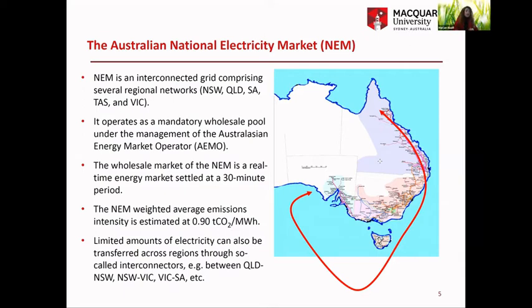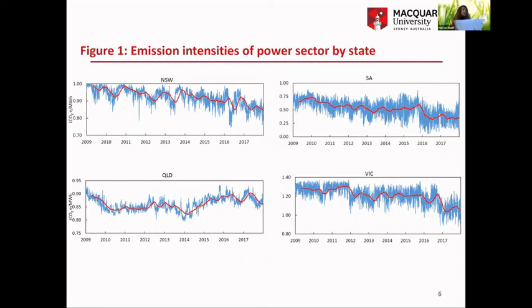A limited amount of electricity can also be transferred across these states, and we call it the interconnector. There are interconnectors between Queensland and New South Wales, New South Wales and Victoria, and Victoria and South Australia. In order to investigate the factors impacting emission intensity, we take these interconnectors into consideration as well. Here, we see the emission intensity of the power sector by state.